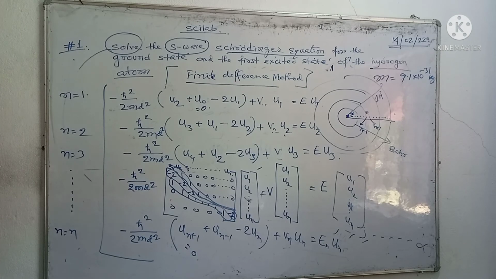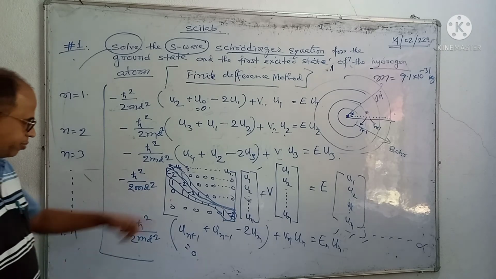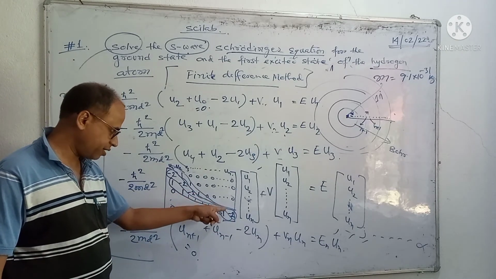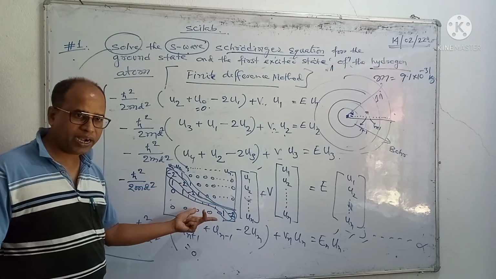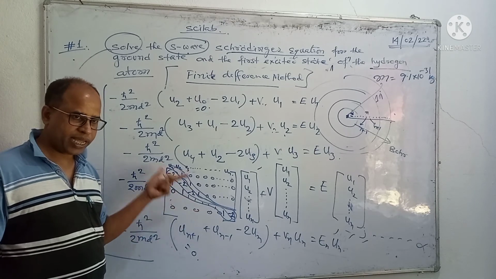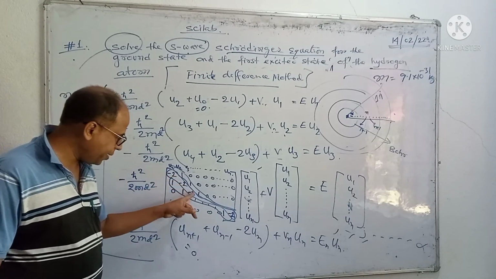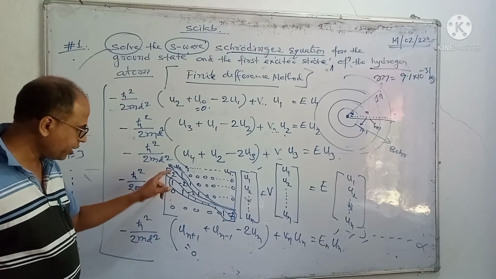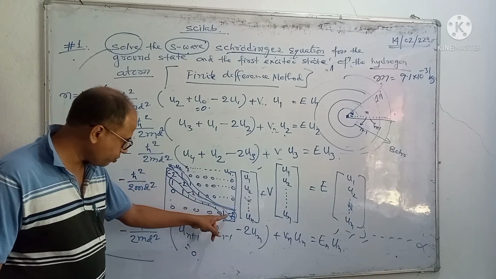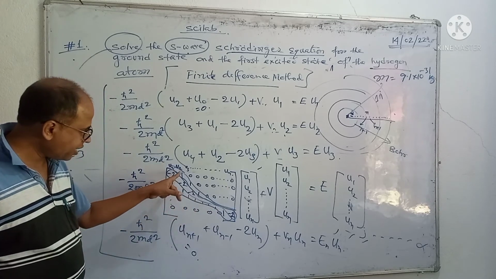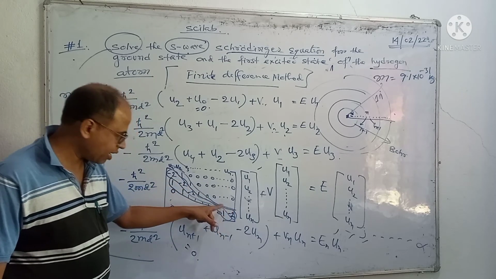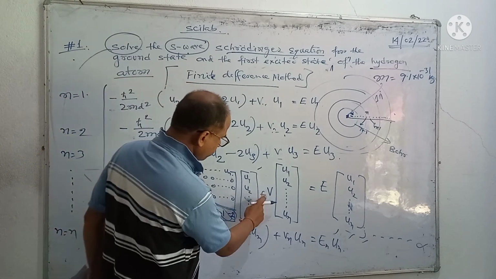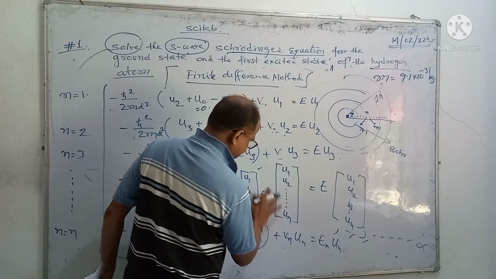Fine? If you write properly, then you will be clear. Here I have not written properly, that's why it is bending. But if you write properly, then you will see the diagonal. This is the main diagonal. In the main diagonal, all are -2. In the lower diagonal, all are 1. And in the upper diagonal, all are 1. Fine? Next, here V. It is a matrix.